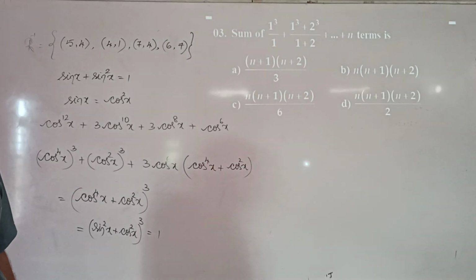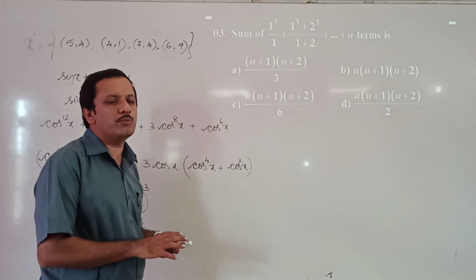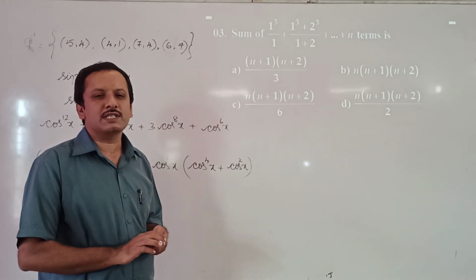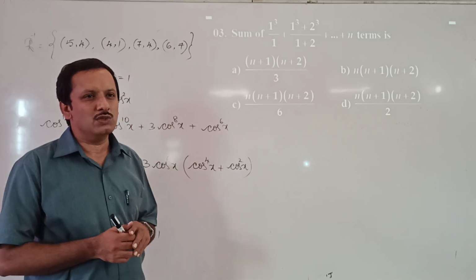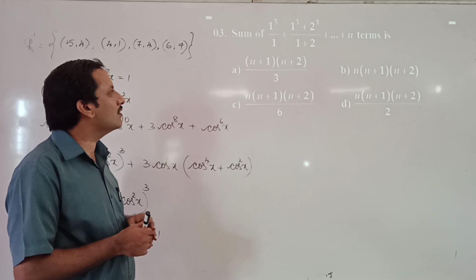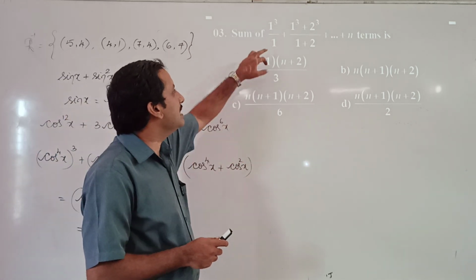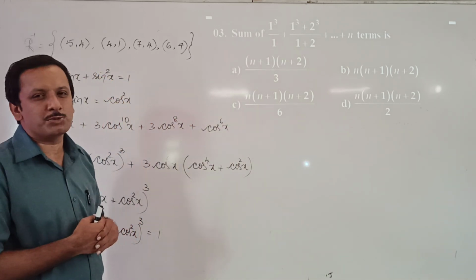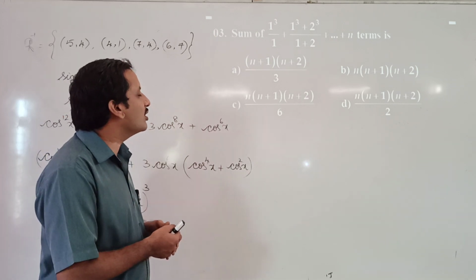Then third question. Sum of 1 cube by 1 plus 1 cube plus 2 cube by 1 plus 2, etc., up to n terms is. See, for such questions we always go for trial and error by putting different values for n. Let us start with n equal to 1. So n equal to 1 means I am considering the first term. First term is 1 cube by 1 which is 1. Now put n equal to 1 in all the options and check which one or how many of them will give us 1.